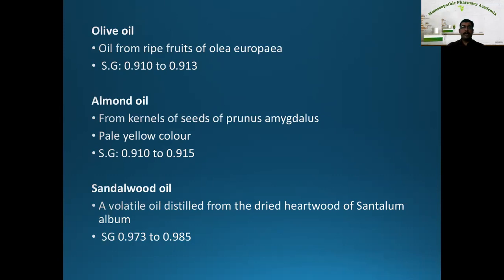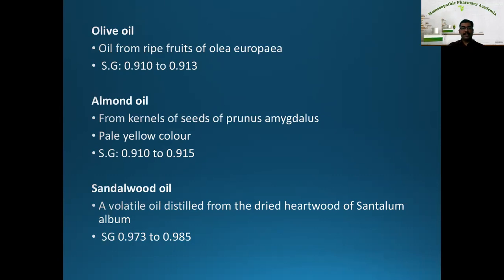The use of olive oil in homeopathic pharmacy: it is used for preparation of liniment. Liniment is an external application where the olive oil is mixed with a mother tincture and applied over the affected part. Olive oil alone can be used externally for burns, ulcers, and some skin diseases, because olive oil is a very good external application having a soothing effect. Internally, it is also used as a laxative.